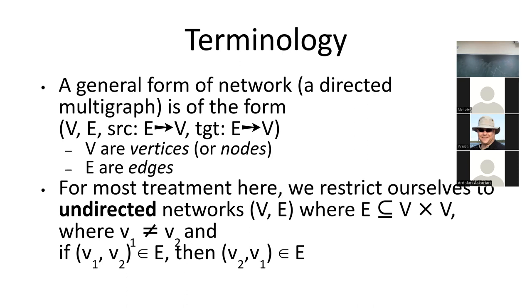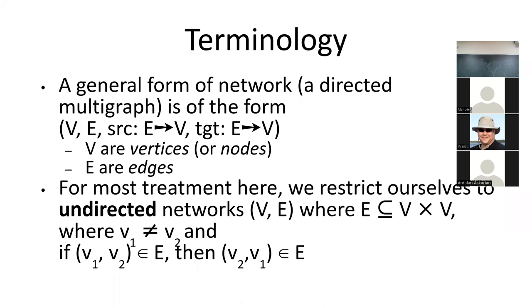And what would be the source? So there's some function that tells us for each edge, say for edge 3, what its source is. What would the source of edge 3 here be? B. And what would the target of edge 3 be? A, right? So that's for edge 3, the target is A. How about for edge 1? Its source is what? B, and its target is C.